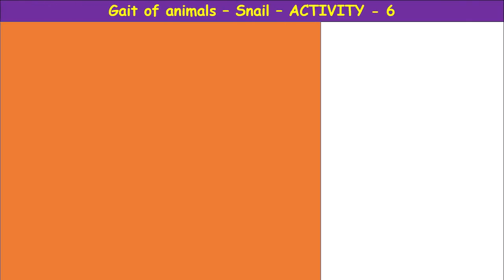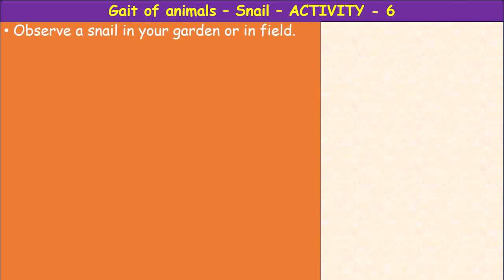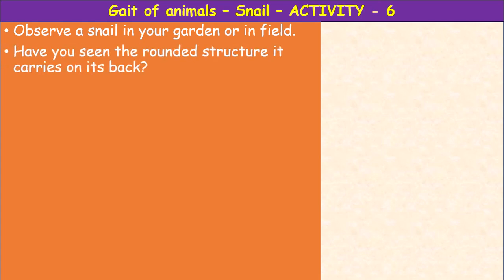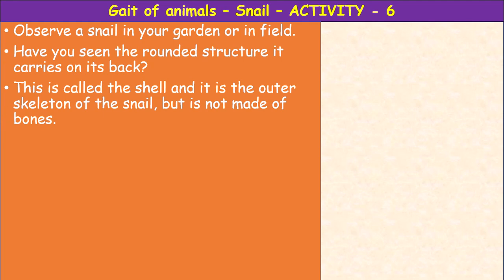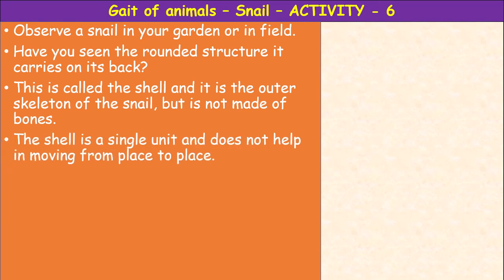Next animal, gait of another animal, snail. Snail is also an invertebrate, belongs to phylum Mollusca. Its body is covered by shell. Okay, observe a snail. Have you ever observed a snail in your garden or in a field? Have you seen the rounded structure it carries on its back? So this is called the shell, and it is the outer skeleton of the snail, but it is not made of bones.